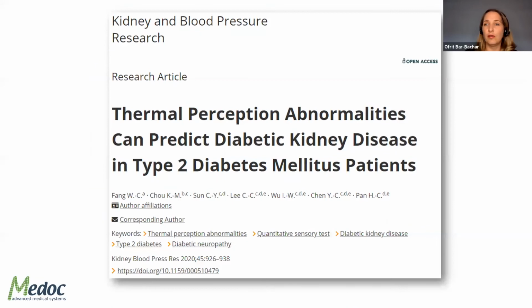In this study, from the Keelung Chang Gung Memorial Hospital in Keelung, Taiwan, where they use QST very much on a regular basis in their diabetic clinics. They compared diabetic patients to a normative data, and they saw that the more deficit can be found in thermal QST, and the more widespread the deficit is found, so let's say both in the hands and the legs, this attests very much to diabetic kidney disease and also to the severity of diabetic kidney disease.